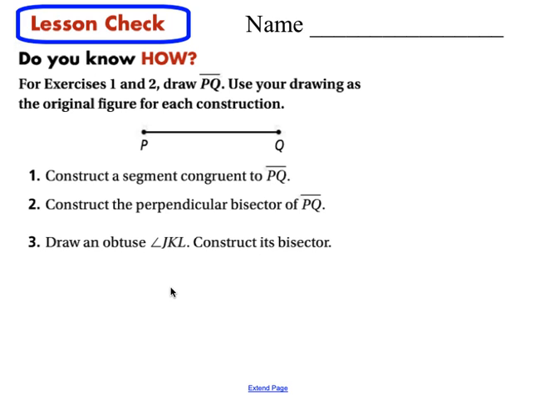We've been pretty much looking at acute angles. I want you to draw an obtuse angle this time, so it has to be more than 90 degrees, but less than 180. And see if you can construct the bisector of that angle and bring those answers to class.